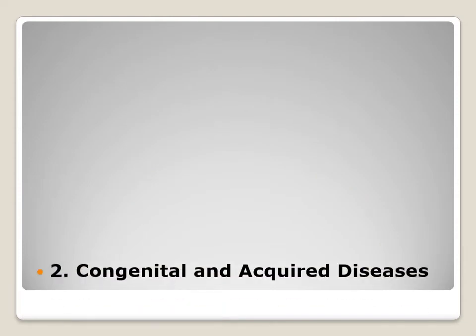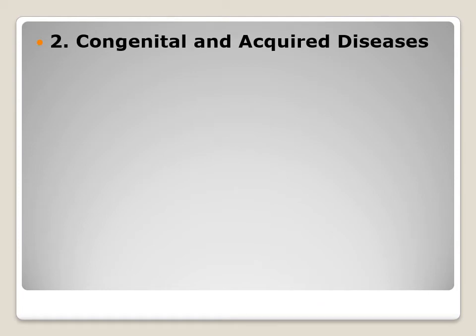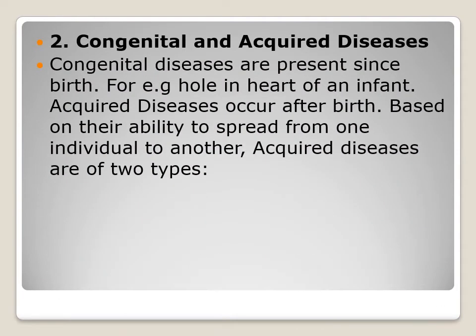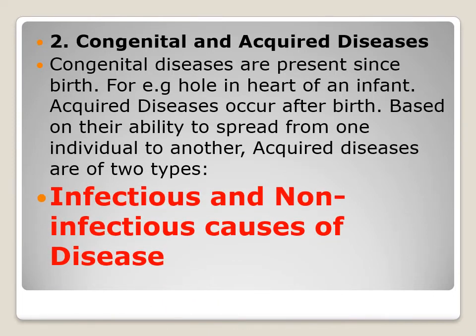After going through the contributory and the immediate causes, let's see the other types of diseases. Congenital and acquired diseases. Congenital diseases are the diseases which are present since birth. Example, the hole in the heart. There are children who are born with a hole in the heart. This is congenital. Acquired diseases occur after birth. Based on their ability to spread from one individual to another, these acquired diseases are of two types: infectious and non-infectious diseases.